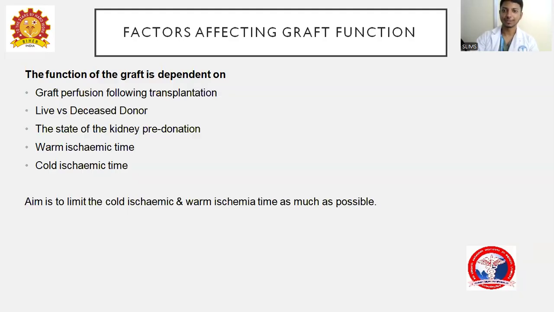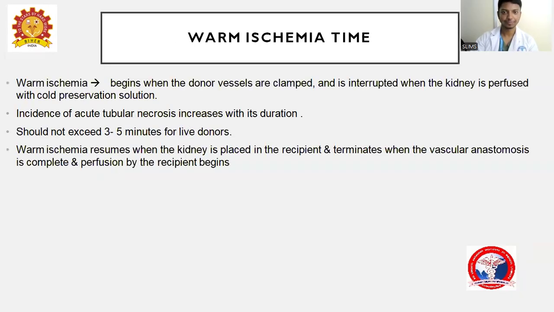Let's resume further. So what are the factors that affect the graft function? The function of the graft is dependent on graft preservation, whether it is from a live or a deceased donor, the state of the kidney pre-donation, warm ischemia time, and cold ischemia time. So the aim is to limit the cold ischemia and warm ischemia time as much as possible here.